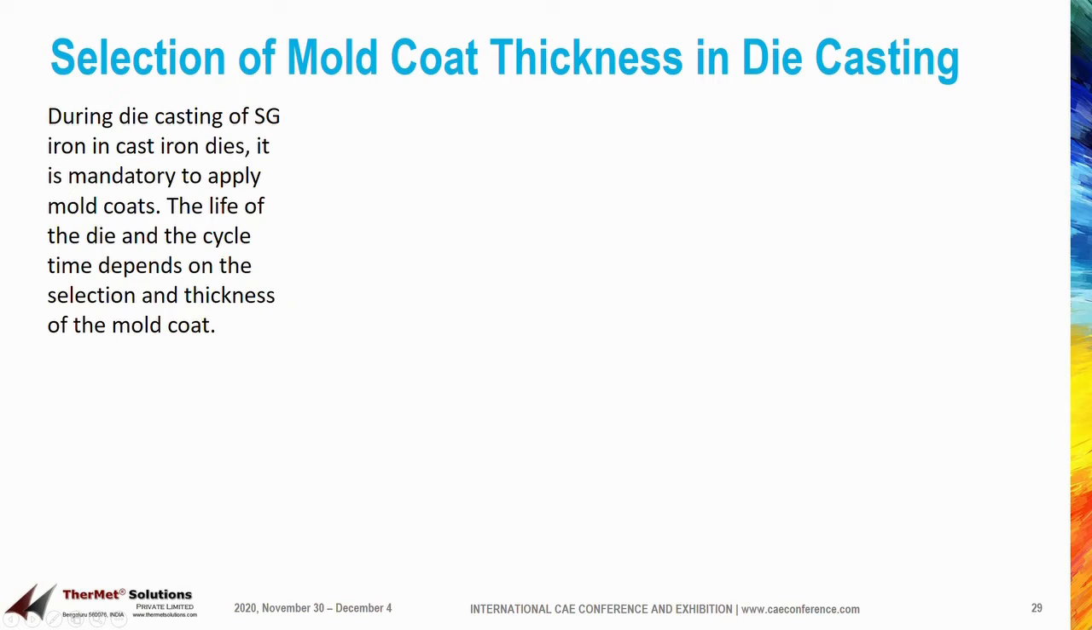During die casting of high temperature alloys like SG iron in cast iron dies, the use of mold coats is mandatory to control heat transfer from the liquid metal to the mold. The selection of the proper coating material and thickness are important to ensure long die life and optimum productivity.